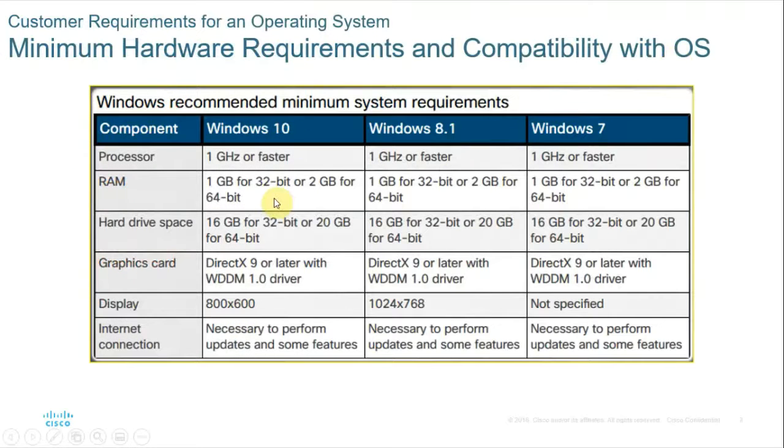This is just your difference between Windows 10, 8.1 and Windows 7. What is the minimum hardware requirements and compatibility with OS? So what is the processor? 1 gigahertz for all the Windows 7, 8.1 and 10.